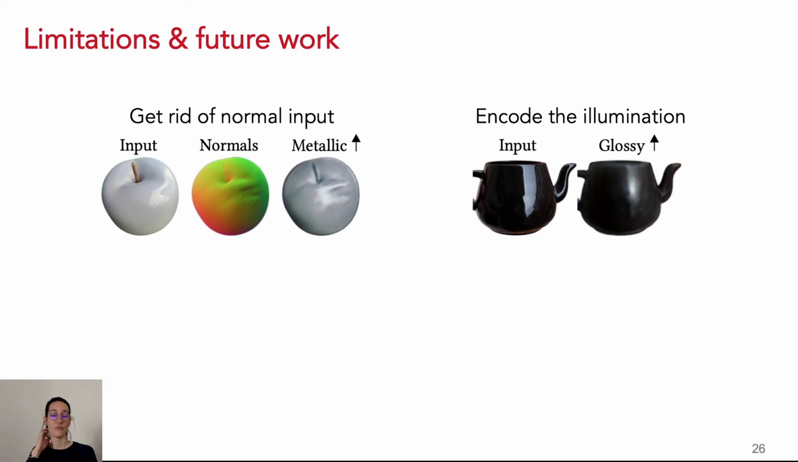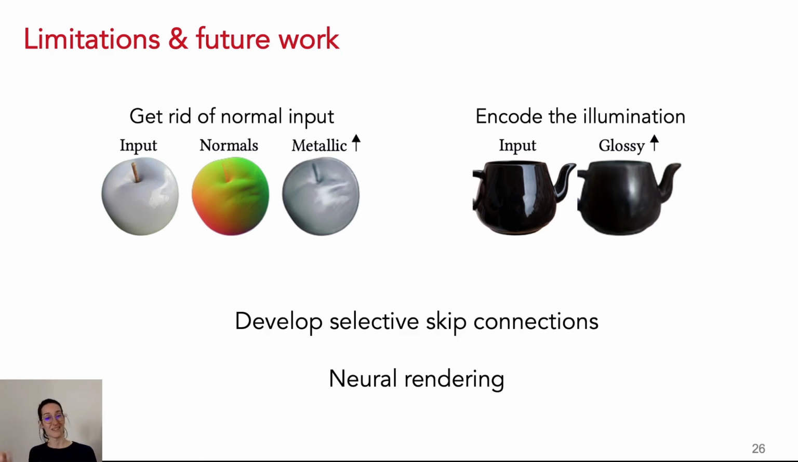So that brings very interesting tracks for the future: to get some kind of selective skip connection that will only forward the high frequency information that is needed, but also maybe make some link with modern neural rendering techniques that encode the scene in a very different way and in which we could edit the material appearance a bit differently. So that will be very interesting.